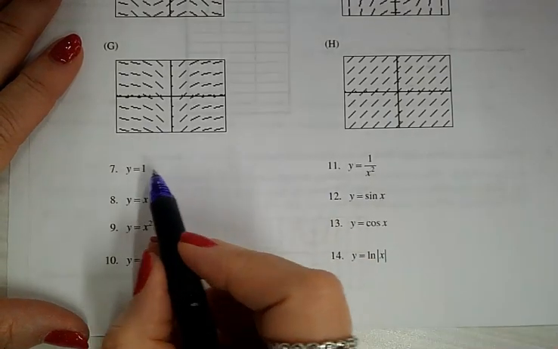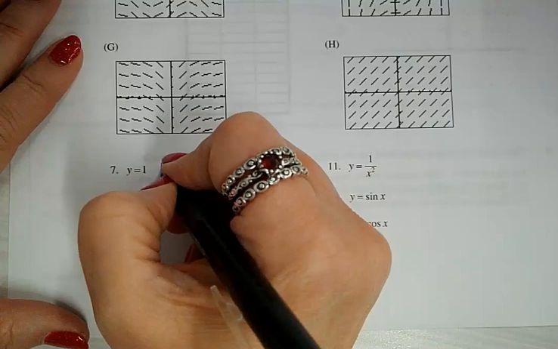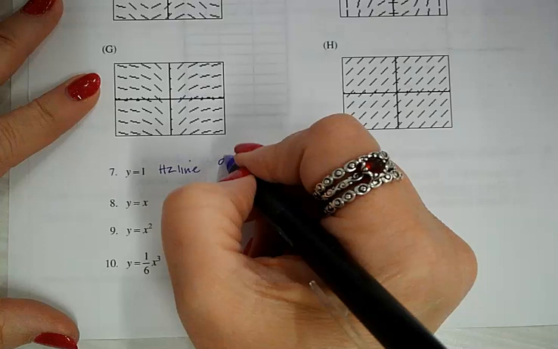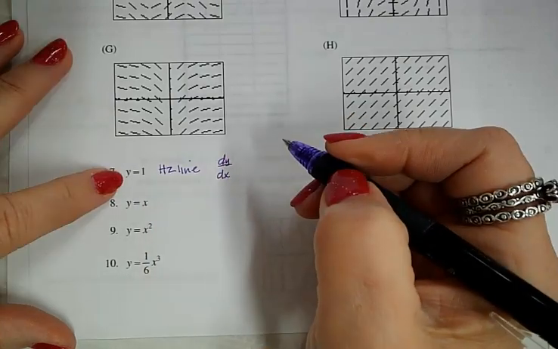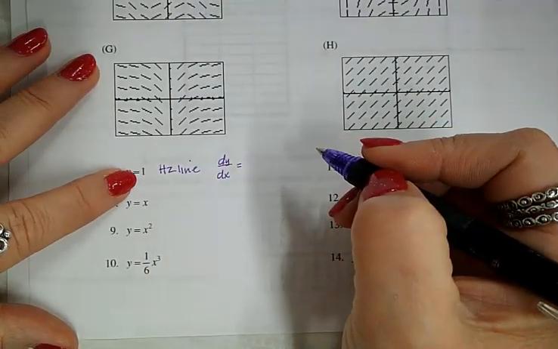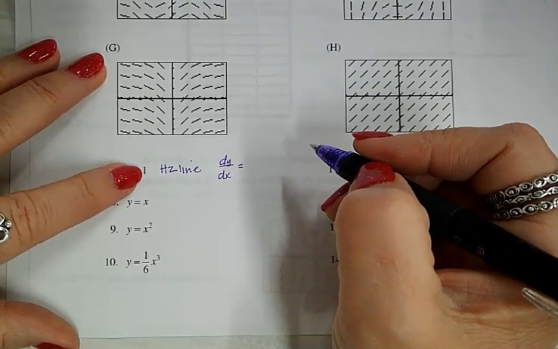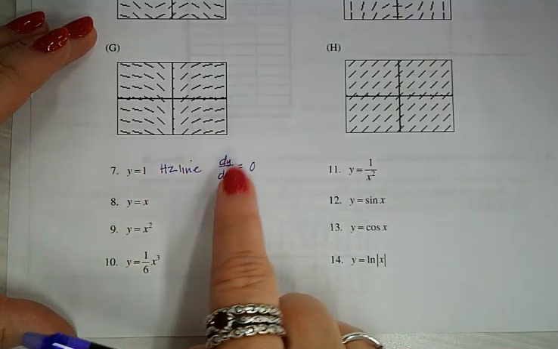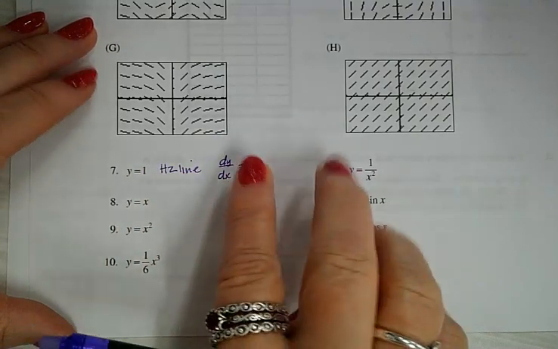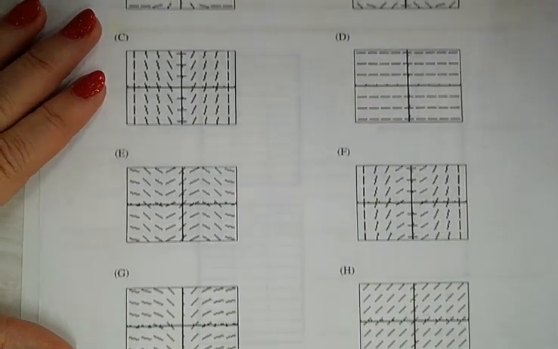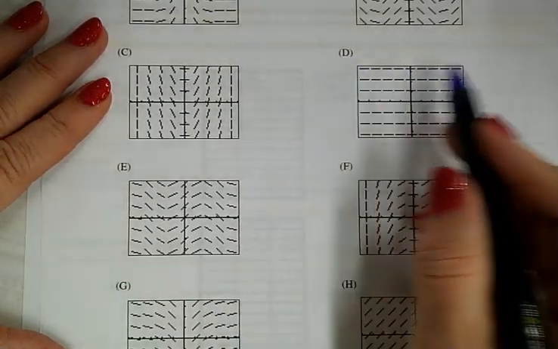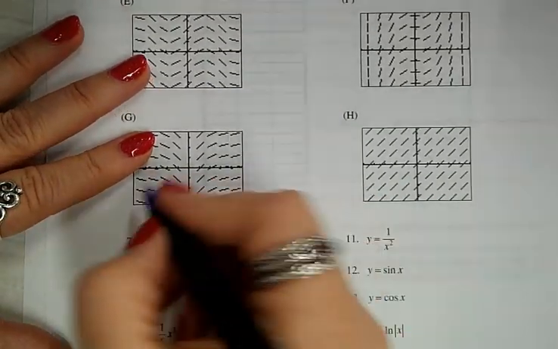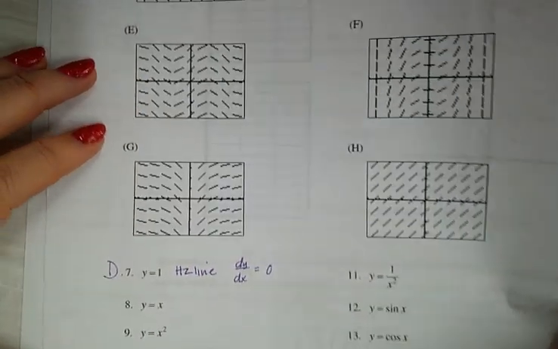So for instance, if I know y equals 0, that's just a horizontal line. If I wanted to think of the derivative of that, I could say dy over dx and take the derivative of the left. And then what's the derivative of 0? I'm sorry, I gave you the answer. What's the derivative of 1? It's 0. So I'm looking for a graph that has slope values of 0. And as I look up here, I can see this one. Look at all those horizontal lines. That has a slope of 0. So I can come down here and say 7 is D.